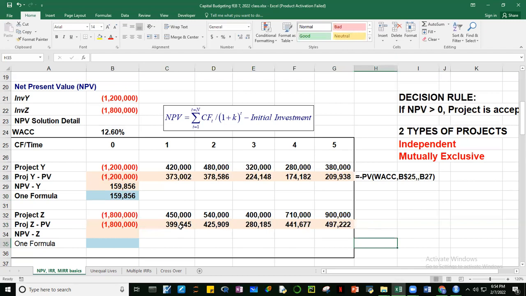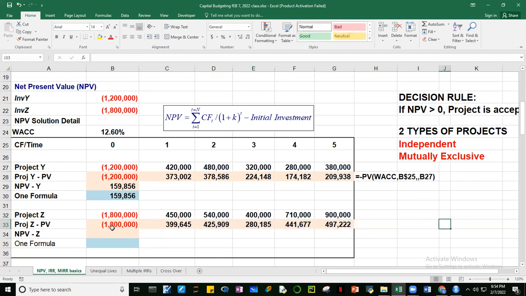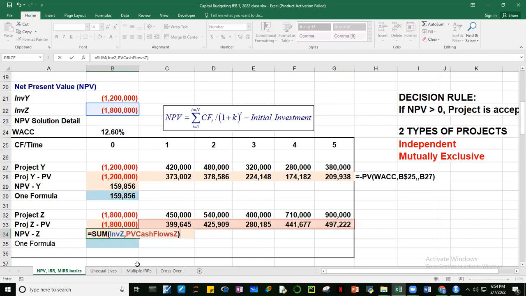So ito yung mga present value. Ito naman yung cash flows ni Z. Ito present value ng cash flows. Okay, so we can add this. Sabi natin, sum natin, actually yung sum natin yung initial investment ni Z, di ba? Tsaka yung present value cash flows ni Z. Okay? Para lang yung concept nandoon.